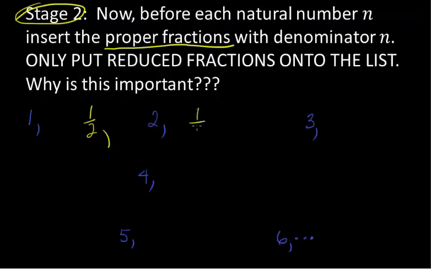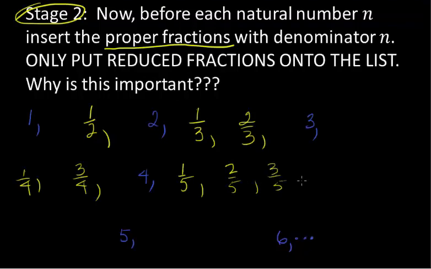Before 3 I want to put 1/3 and 2/3. Before 4 I want to put 1/4. I'm not going to put 2/4 because we already have it, it's 1/2, only in reduced form. So I don't put 2/4, but I will write 3/4. And before 5, well, 1/5 is a prime, so 1/5 and 2/5 and 3/5 and 4/5 all go on the list. All the proper fractions that are in reduced form with denominator 5.